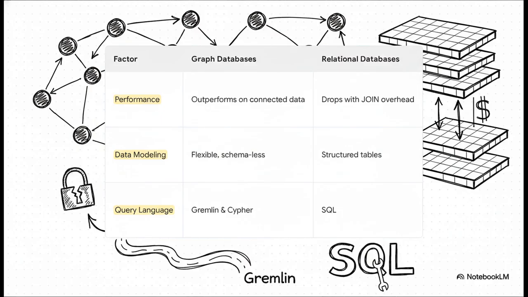Because they're just hopping from one node to the next along pre-existing paths. No complex joins. Then you have the data model. Graph is super flexible. You can add new kinds of relationships on the fly, which is amazing for projects that evolve. And finally, the language. You use stuff like Gremlin or Cypher, which are built from the ground up to ask questions about connections. Whereas SQL, well, it can get really tangled up trying to do the same thing.